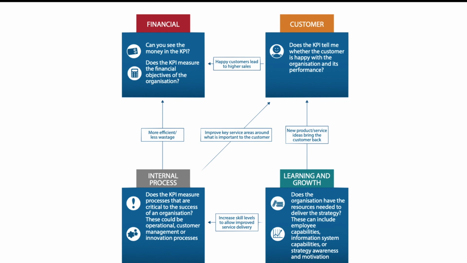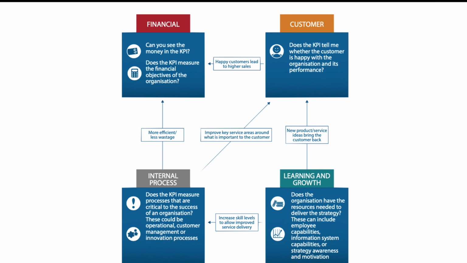Suppose we talk about the internal process. Does the KPI measure processes that are critical to the success of an organization? These could be operational, customer management, or innovation processes. If this internal process is good, then it is more efficient with less wastage. It means the financial benefit will be more. And how will it be connected with the customer? It will be connected with improved key service areas around what is important to the customer, with the internal process system.